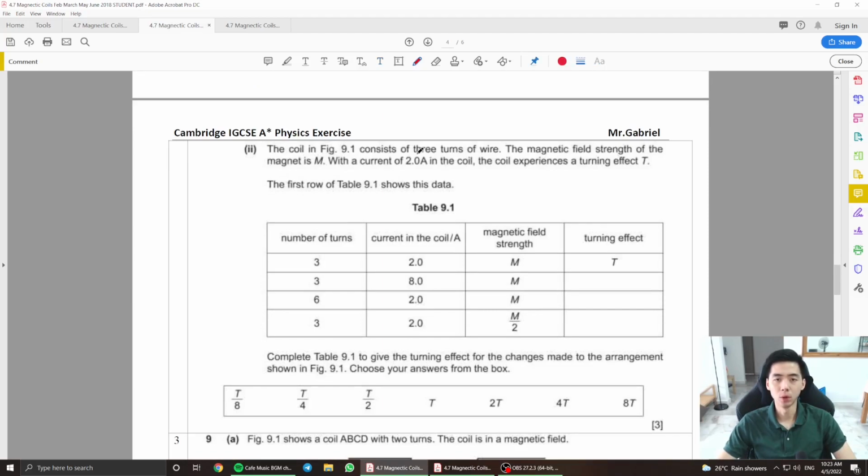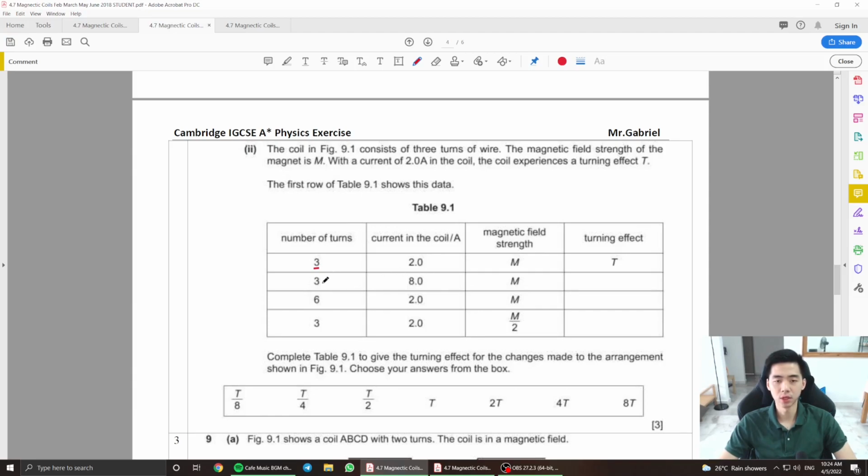The coil in Figure 9.1 consists of 3 turns of wire. The magnetic field strength is M with a current of 2 amperes in the coil. The coil experiences a turning effect T. The first row of Table 9.1 shows 3 turns, 2 amperes, M, giving a turning effect T. Complete Table 9.1 to give the turning effects of the changes made to the arrangement shown in Figure 9.1. Choose your answer from the box.